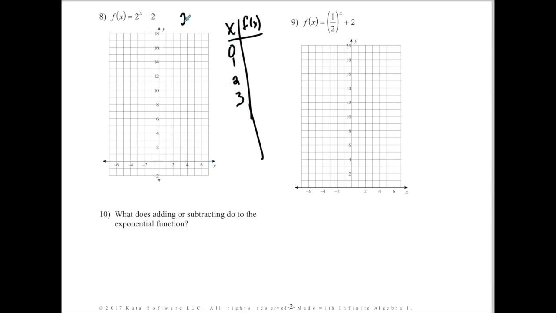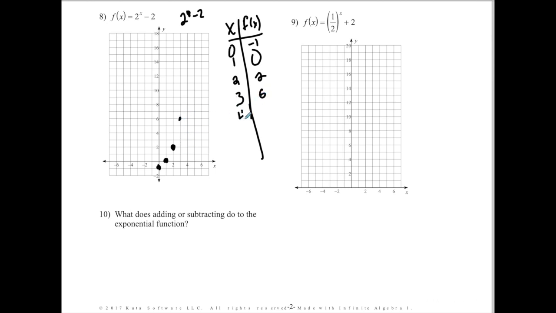So 2 to the 0, that's 1. 1 minus 2 is negative 1. All right, 1. 2 to the 1 is 2, minus 2 is 0. All right, 2. 2 to the 2 is 4, minus 2 is 2. 3. 2 cubed is 2 times 2 times 2, right, which is 8. 8 minus 2, that is 6.